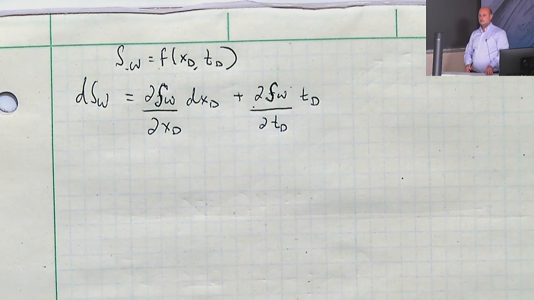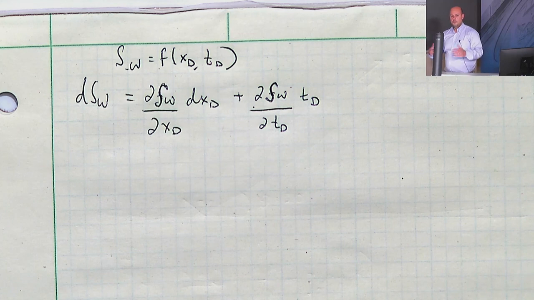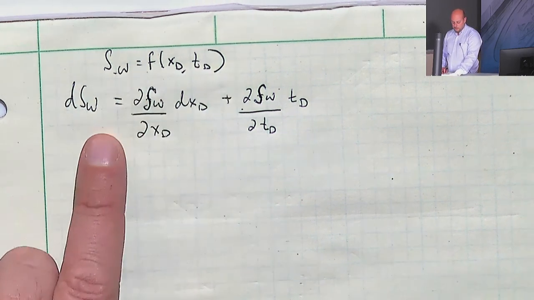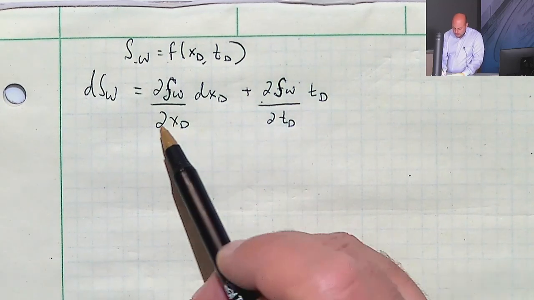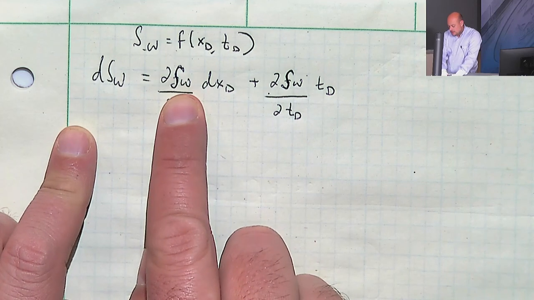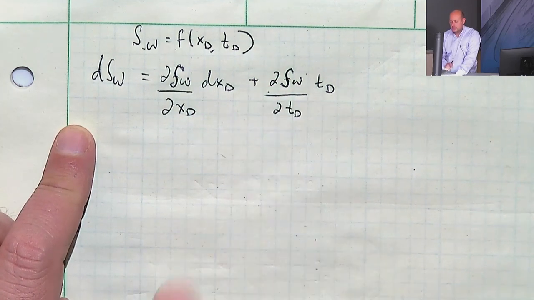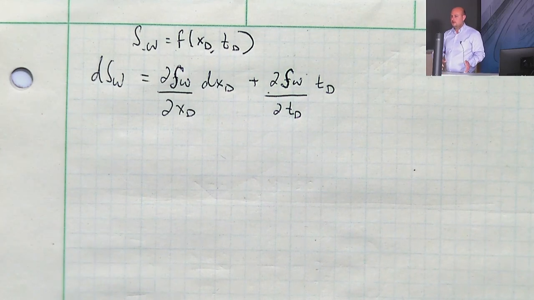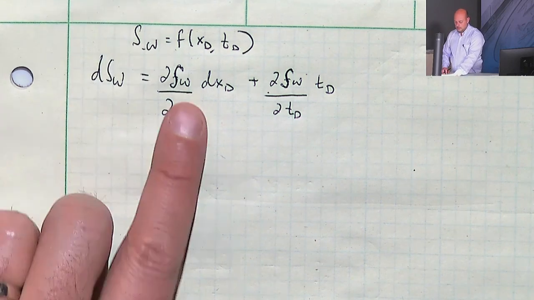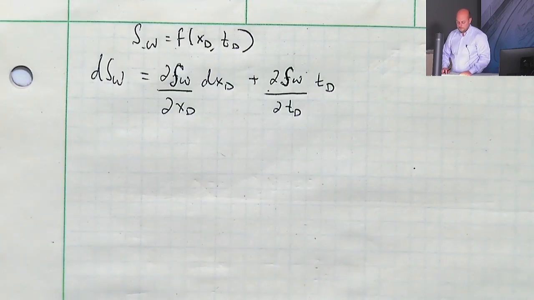Does that look familiar? When Dr. DiCarlo was talking about entropy, it's been a while since I've taken thermo, but if it's a function of pressure and temperature, then he may have done something like this as well, right? This is a function of more than one variable. And this sort of makes sense, right? You get a change in saturation due to distance, and you get a change in saturation due to time, because saturation is a function of both space and time. So this is like the total change, and these are the individual changes due to space and time.